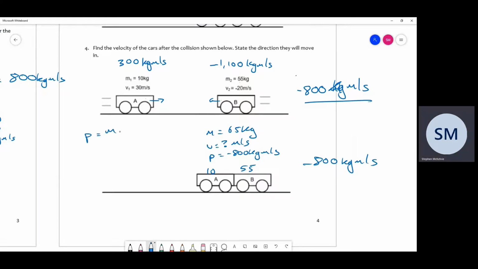Momentum equals mass times velocity. Velocity is equal to momentum divided by mass. Velocity will equal negative 800, and it's important we do negative 800 divided by 65. Give me a velocity of minus 12.3 meters per second. Now, why is the negative important? Well, we said that this was going to be the positive direction and this was going to be the negative direction. So it tells me that my cart is now moving in this direction at negative 12.3 meters per second.